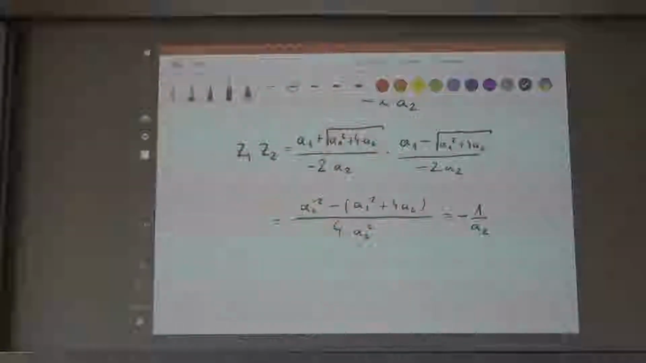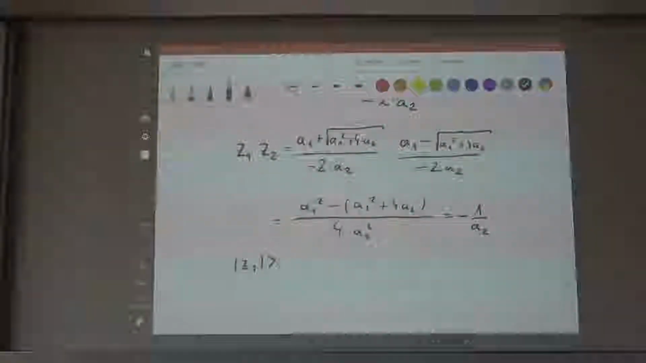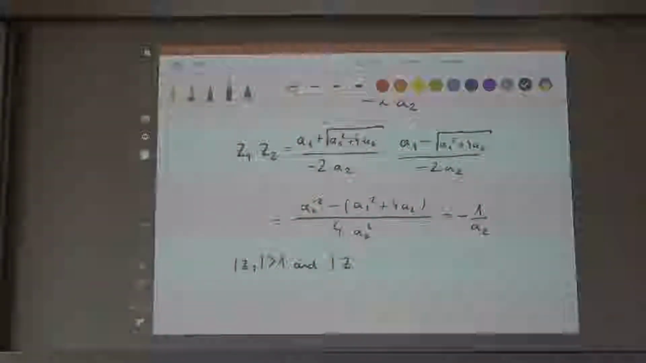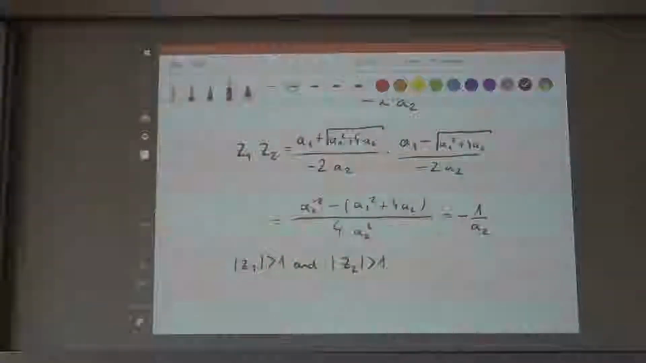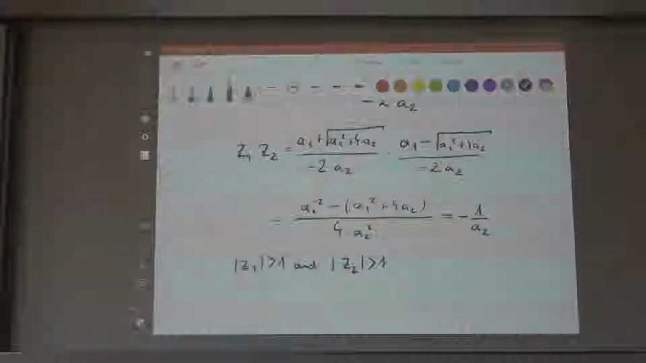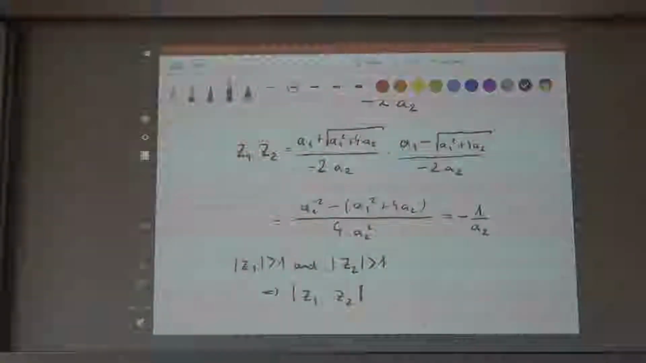Now, guys, the absolute value of the first root must be greater than 1, because that's necessary for the process to be stationary. If the process is stationary, then the absolute value of the first root is greater than 1, and the absolute value of the second root is also greater than 1. Why is that? Because the process is stationary, obviously. Then this implies that the absolute value of the product of the two is also greater than 1.